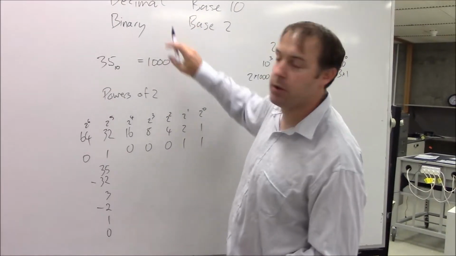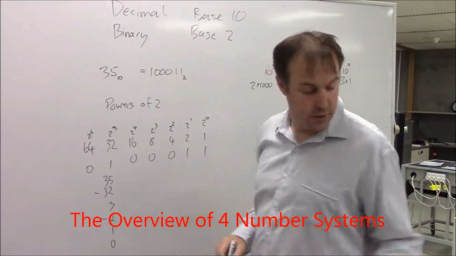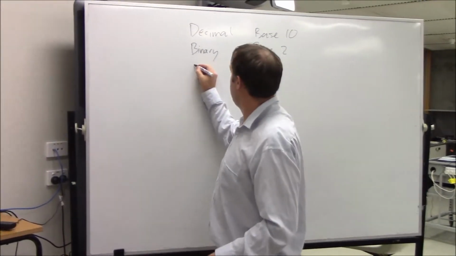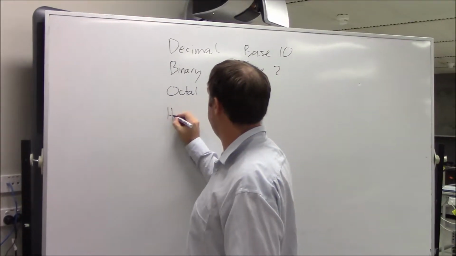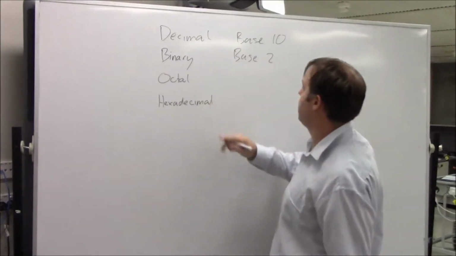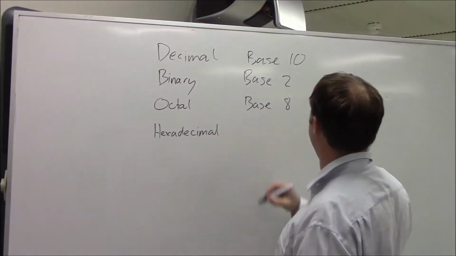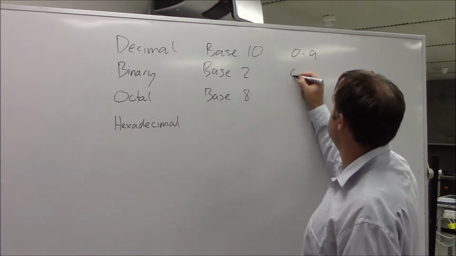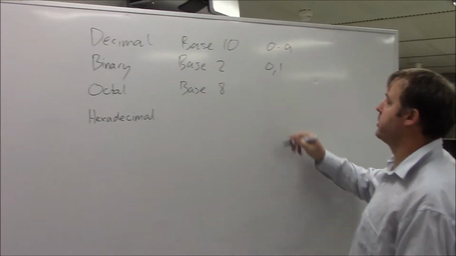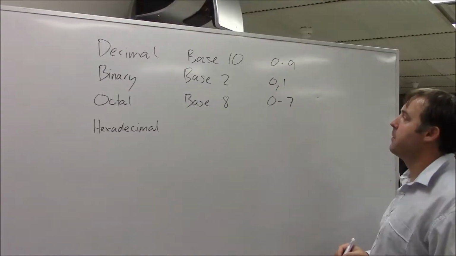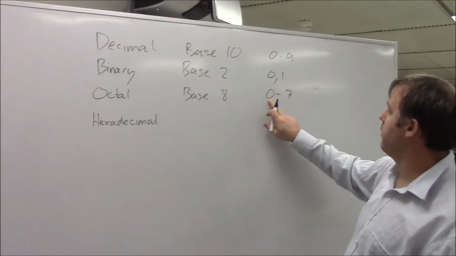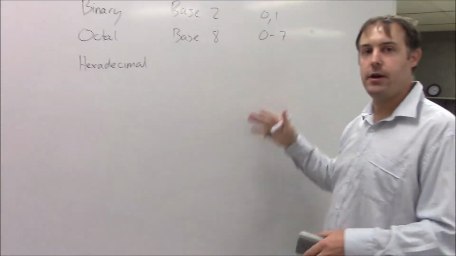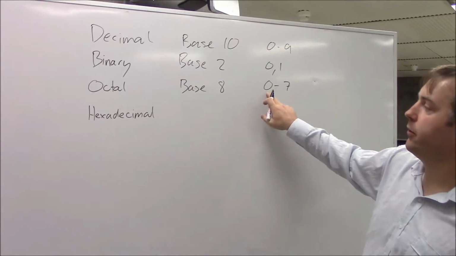We don't just have decimal and binary, we have two other number systems, octal and hexadecimal. Octal has a base of 8. Binary symbols are 0 and 1, and in octal the symbols are 0 through to 7. So why is it 7? Shouldn't it be 8 maybe? Well, there are 8 separate symbols there: 0, 1, 2, 3, up to 7. Okay, so I'm always including 0.